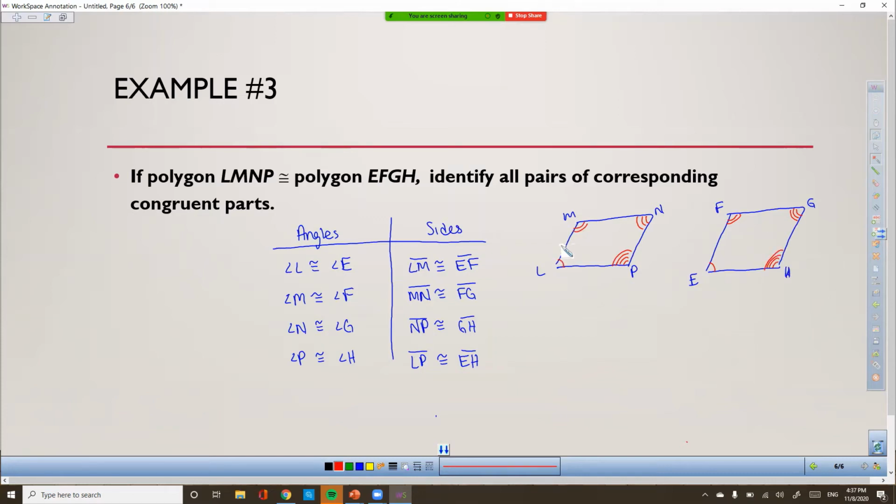And all my sides as well. Side LM is going to be congruent to side EF. Side MN is going to be congruent to side FG. Side NP is going to be congruent to side GH. And lastly, side LP, let me fix that one, side LP is going to be congruent to side EH. And there you go. So that's how I can label all my congruent angles and all my congruent sides just by simply knowing my congruency statement.